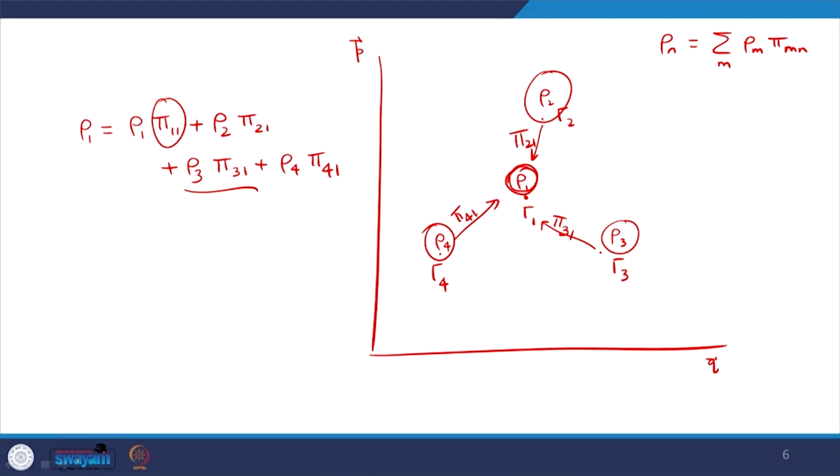Although this may seem quite natural to be valid, we have to keep in mind that this is true for some sort of a stationary solution, right.